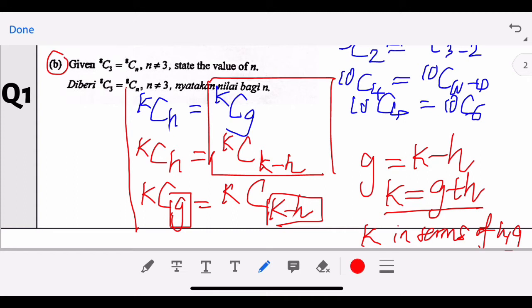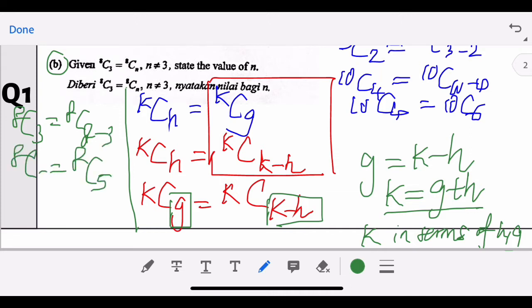NCR equal to NC(N minus R) is a concept. Even if you press your calculator, you try to press 10C4 and then 10C6, you will get the same answer, right? So if you are not sure, you can always play around with your calculator. 8C3 is 8C5, both will give the same answer, isn't it? So that is a concept that you need to memorize.